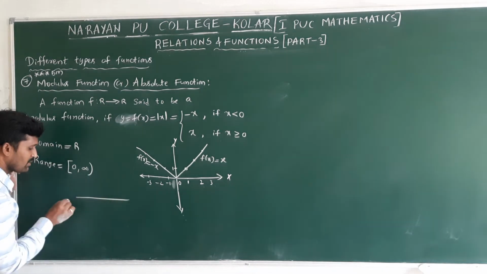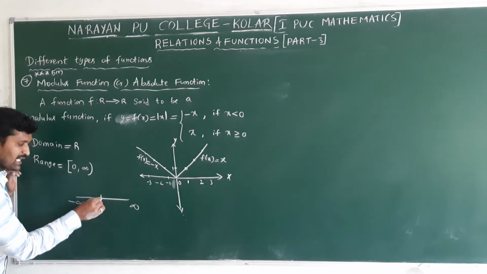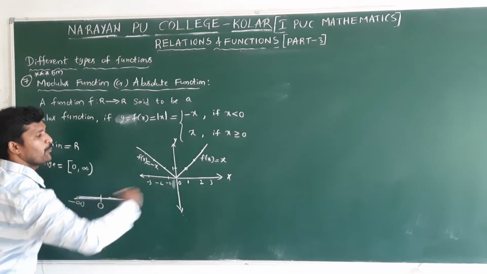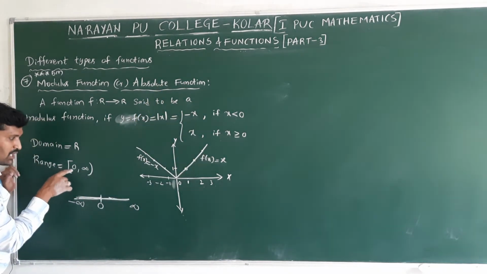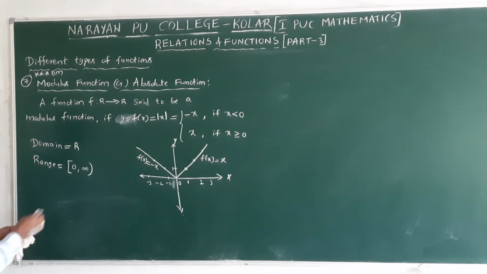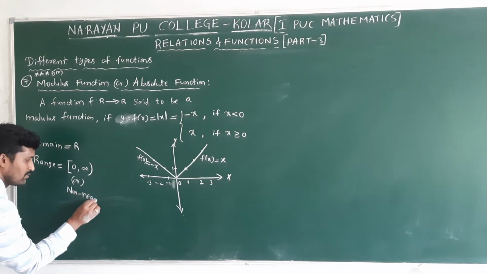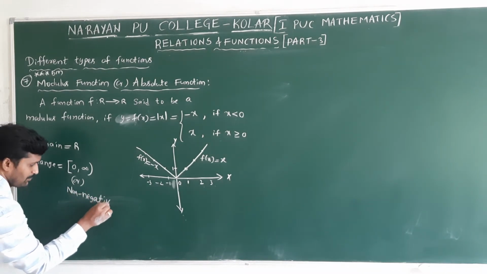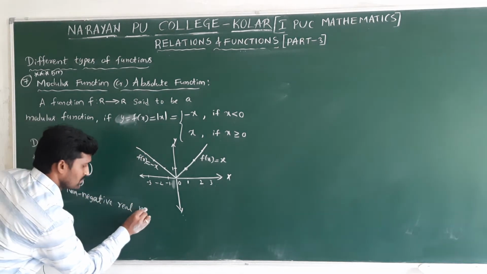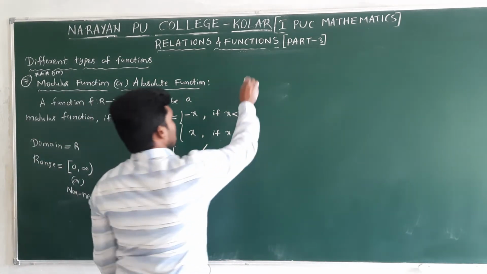Real numbers from where to where? Minus infinity to infinity. This is 0. 0 we are getting, but negative y values we are not getting. We are getting 0 and all positive values. That's why this is closed interval 0 up to open interval infinity. Otherwise you can write the statement like this: non-negative real numbers. Decimals also will come. Non-negative real numbers. That's all.